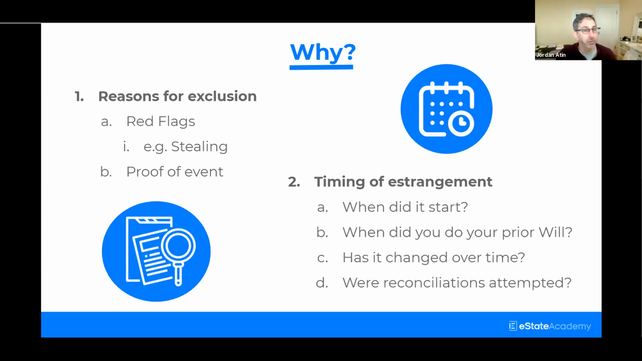Yeah, I agree that often there isn't that stealing situation. It's a true estrangement. The proof of the event: can it be shown, because usually there is something that occurred. And so, proof of that event. Who was there? What did they say? Those kinds of things. And then, of course, the timing of the estrangement. So, how long haven't you spoken?